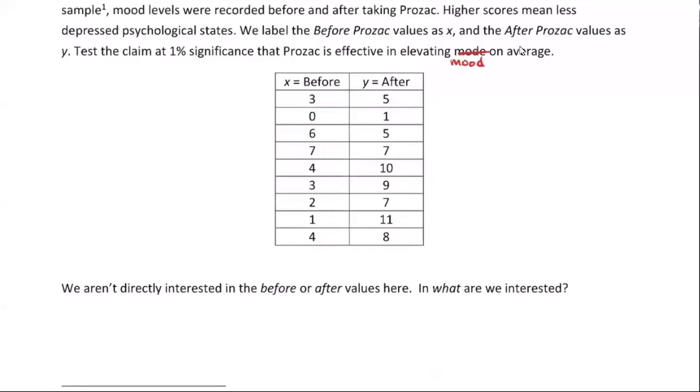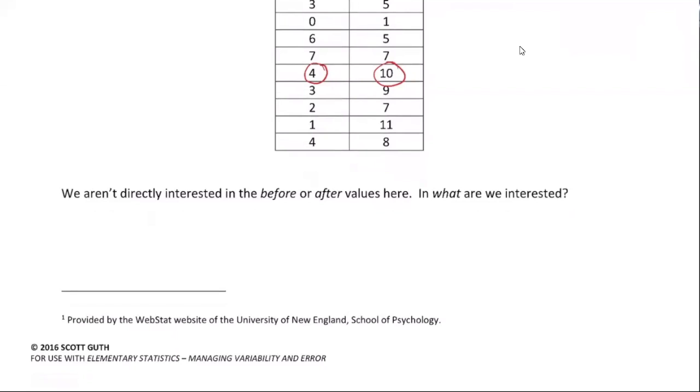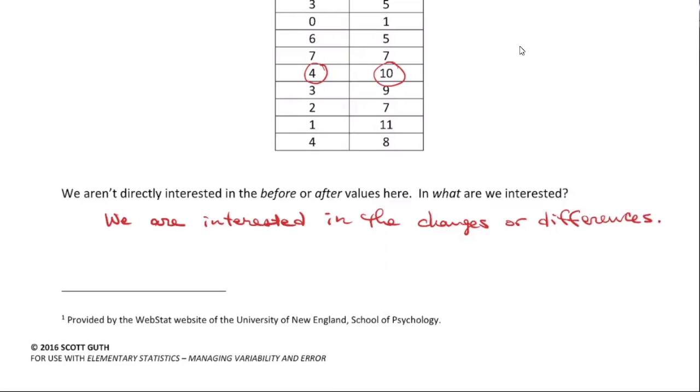What's really important is seeing the change. So 4 doesn't matter. 10, well, that's a person that went from 4 to a 10, right? That's an increase of 6 points. So we're interested in the changes or differences. Differences is a good word because we're going to use D as another variable. And D will stand for difference. Okay, any questions about all that?